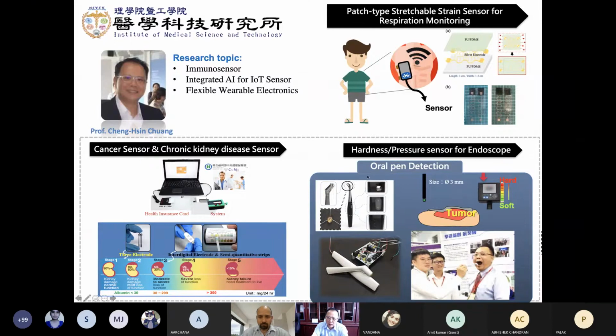And this one is a hardness and pressure sensor for endoscope. So we also try to develop hardness detection for oral cancer. So you can see in our lab, we can make this kind of small sensor by semiconductor fabrication or screen printing fabrication, okay.